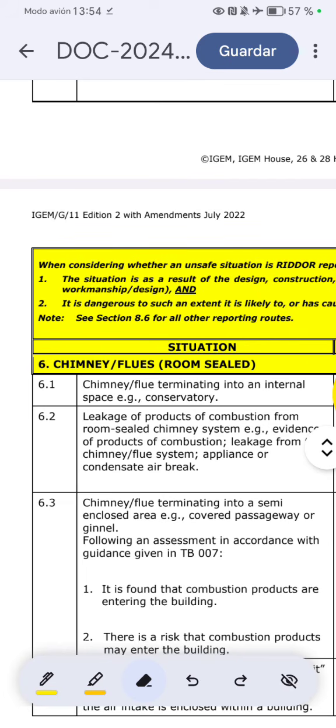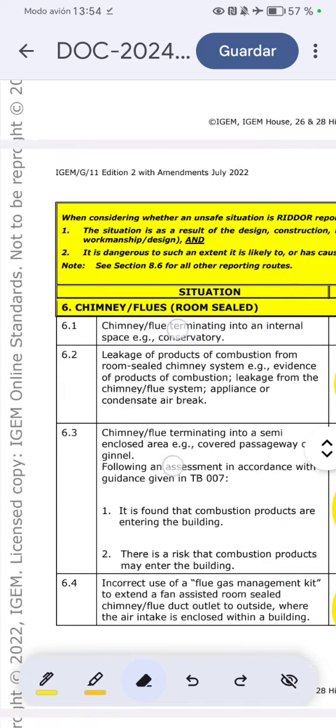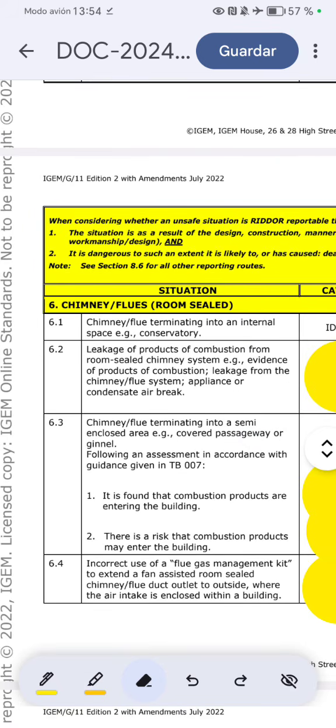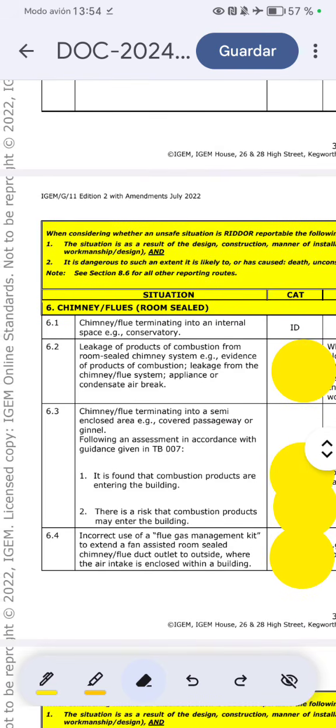Flue's room sealed chimney, flue terminated into an internal space. ID 6.2, leakage of products of combustion from room sealed chimney. Do I need to keep reading? Chimney system, e.g. evidence of products of combustion leakage from the chimney. This is ID. Chimney flue system, appliance or condensate air brake.